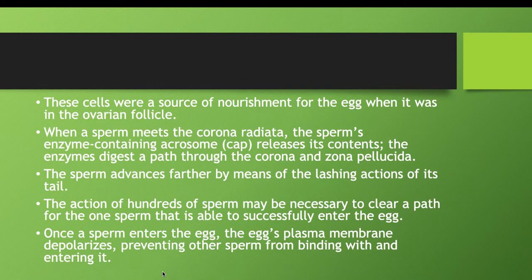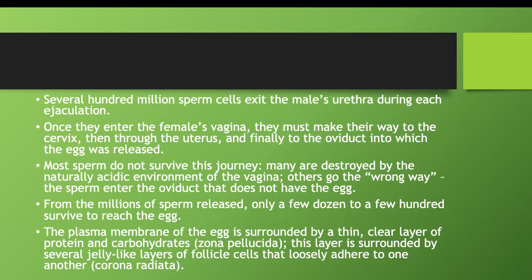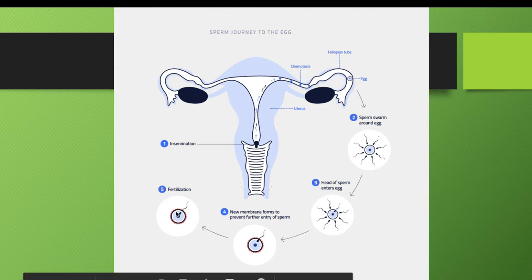the sperm's enzyme-containing acrosome, or the cap of the sperm, releases its contents. Its contents are an enzyme that will digest a path through the corona and zona pellucida. So these are those layers around the egg. I'm going back to this picture again. If this is the egg, there are going to be these little layers. You see how there's a red layer, a black layer, a white layer, and then inside is the blue. Think of each of these colors as a layer that the sperm is going to have to make its way through.